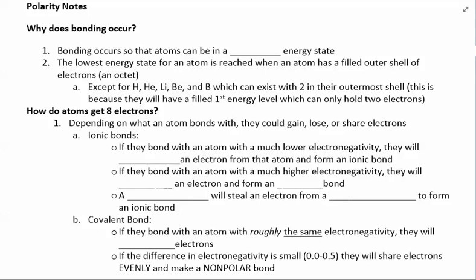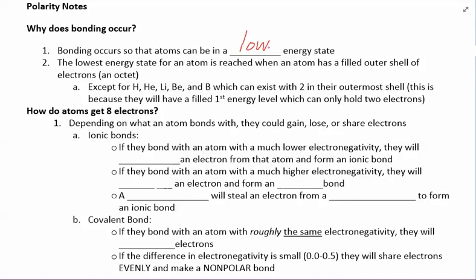So polarity and bonding are closely related. Polarity really comes from why bonding occurs, so that's the best place to start. Bonding occurs so that atoms can be in the lowest energy state possible. So the molecules are able to save energy as opposed to when the elements are in their atomic state.